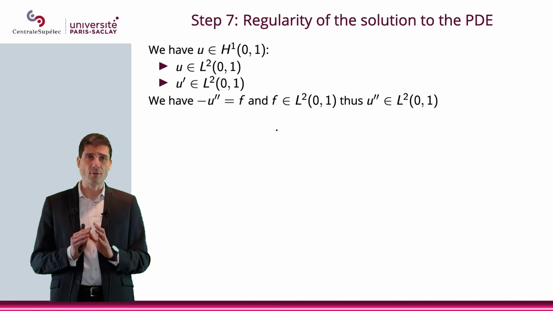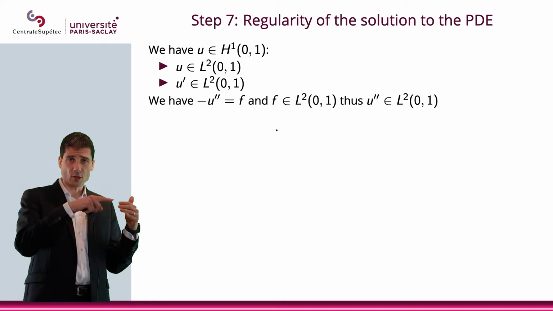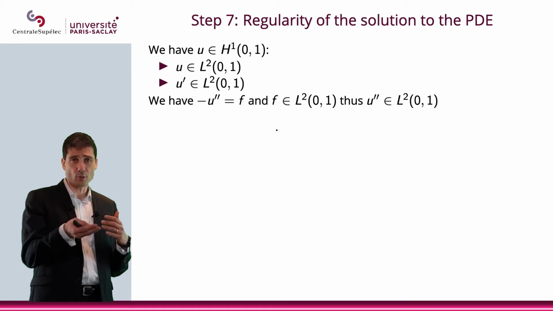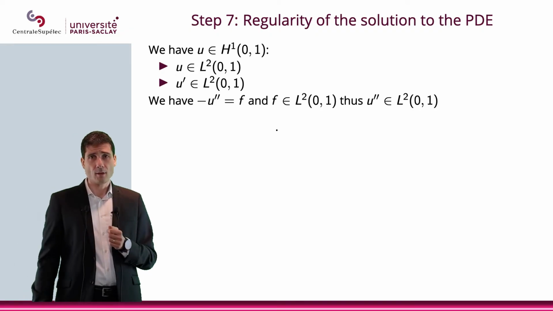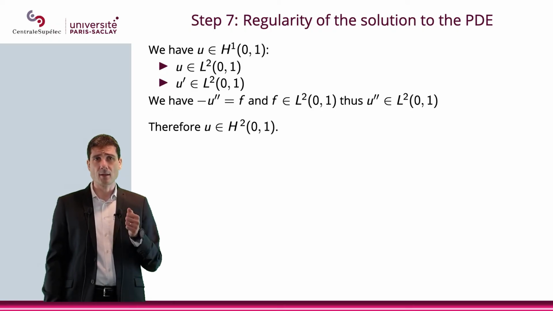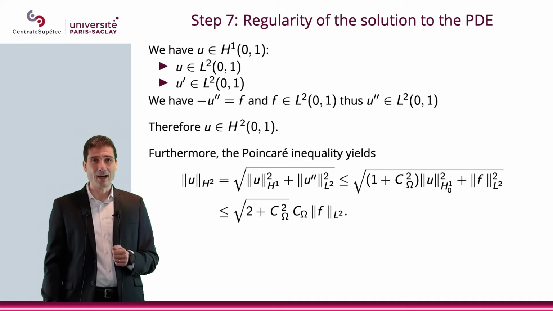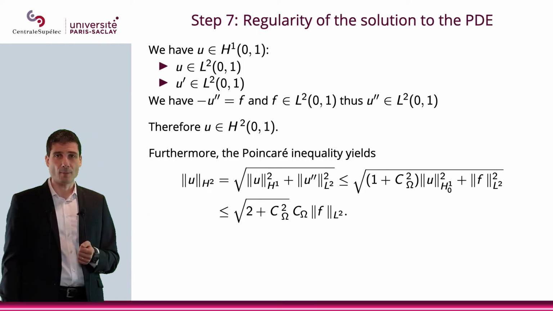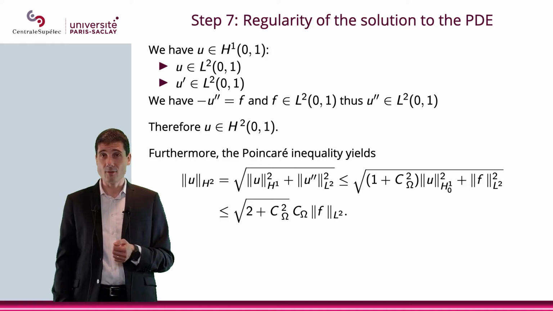Okay, so let me recap this for a second. We have u in L2, we have u prime in L2. By going into the distributions, we just found out that actually we had negative u second, which is f, which is in L2. So u prime and u second are in L2. Well, that must be so that u is in H2. So we have u in H2. And of course, we can also apply the Poincare inequality again and write this here. So what do I have? Well, I actually have a solution in H2.